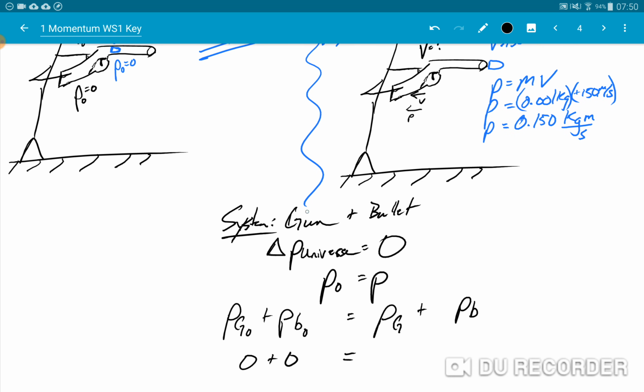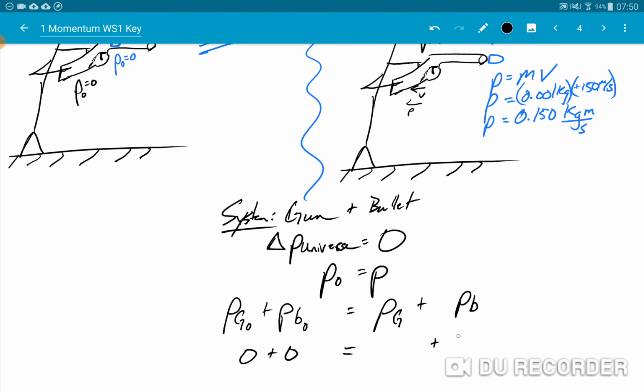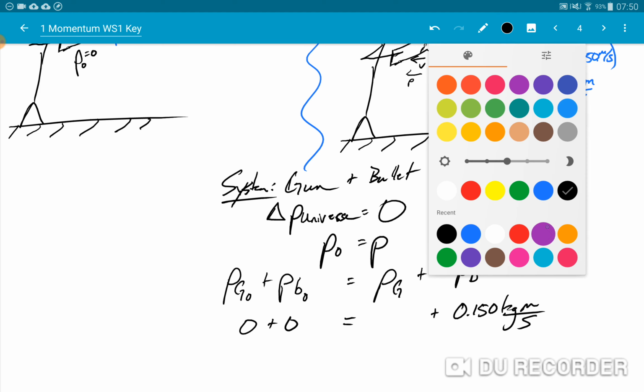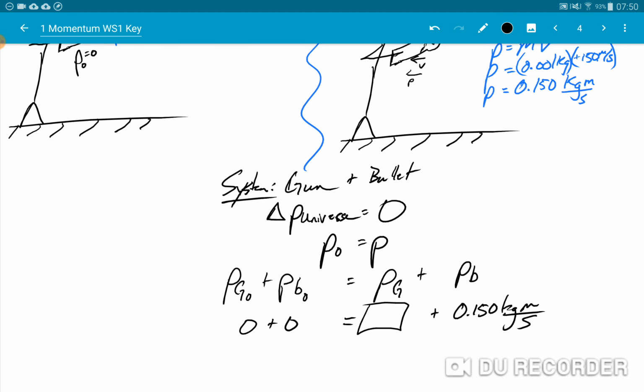Why are there only 2 objects? Well, because there's only 2 objects interacting here. If there was 3 or 4 or 7, you'd just have 7 different things that you're adding momentum together. And we already now know that the momentum of that bullet there is 0.150 kilograms meters per second. So therefore, what value must this gun be? Well, you're right. That gun must have a value of negative 0.150 kilograms meters per second.